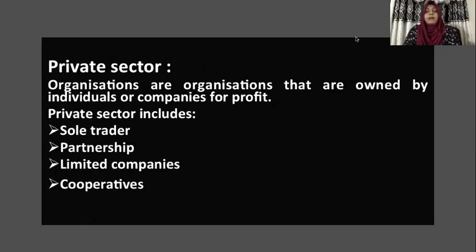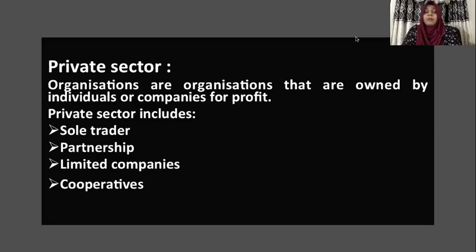When we are looking at the types of businesses, the first part is private sector. What is a private sector? Here it is given that private sectors are organizations that are owned and controlled by private individuals or companies for profit. So that means private sector businesses are the businesses which are owned, controlled, funded by and accountable to private individuals and firms for profit.